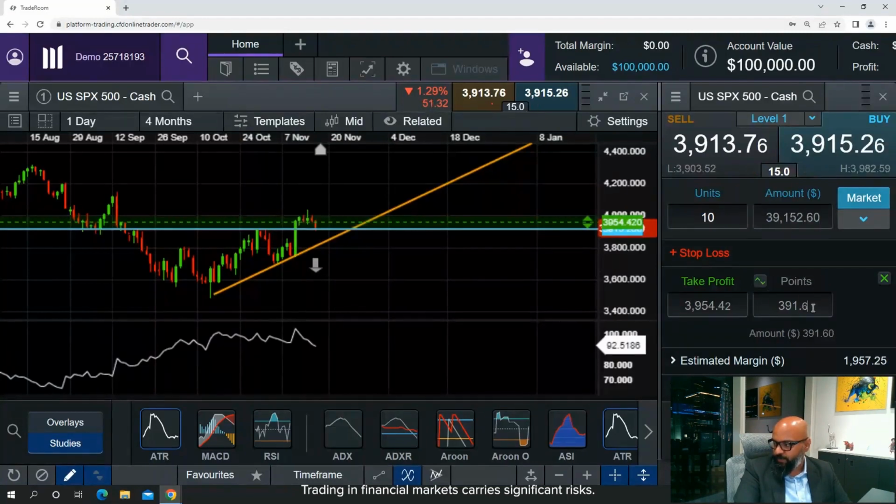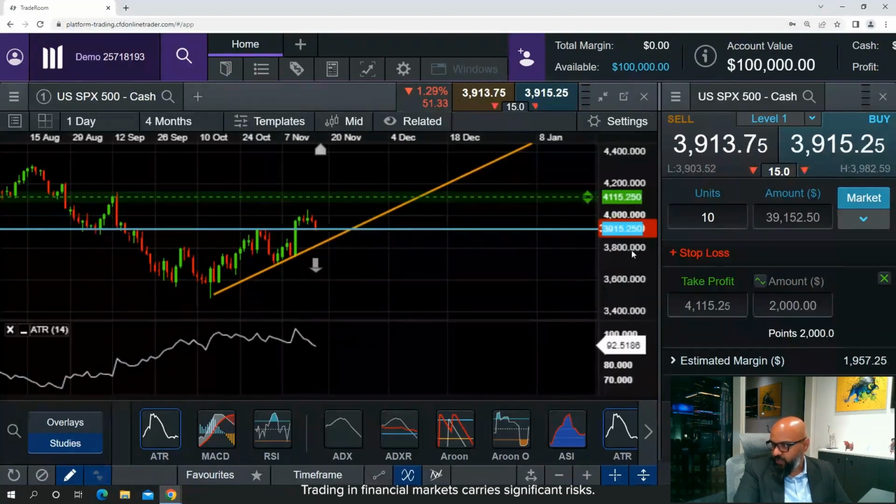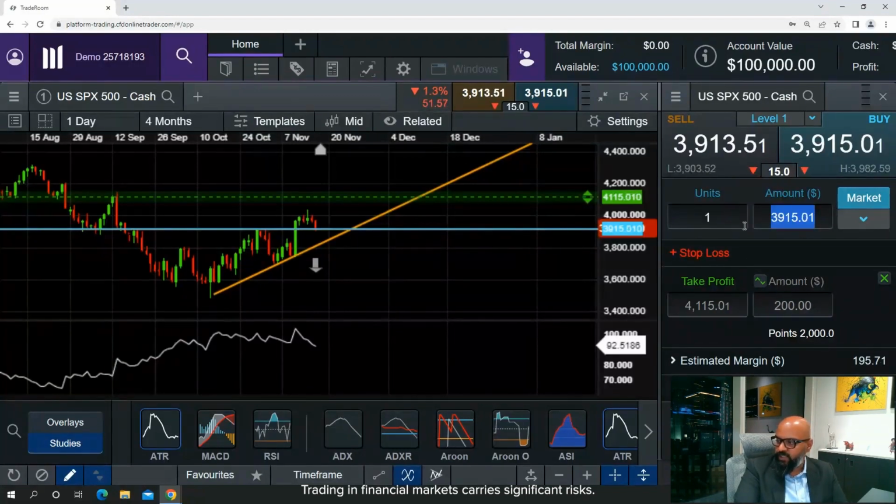Now, as per SPX, it can move up about 200 points, or $200. Sorry, that is 2,000 points. Okay, so we are expecting SPX to go from 3,915 to 4,115. So that's about $200 up. Now, because I have 10 units, I'll make $2,000. If I have one unit, I will make $200. Let's keep it one unit for this particular example.